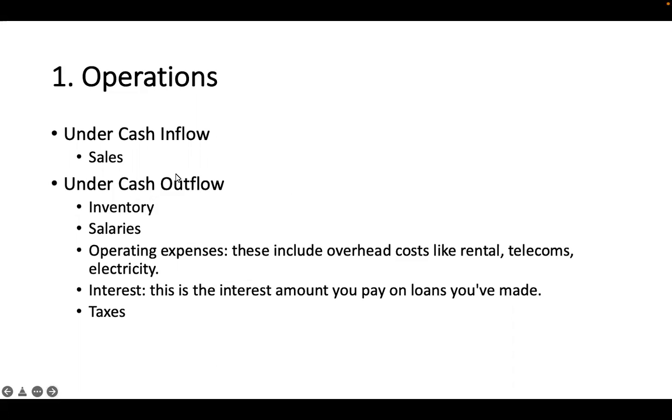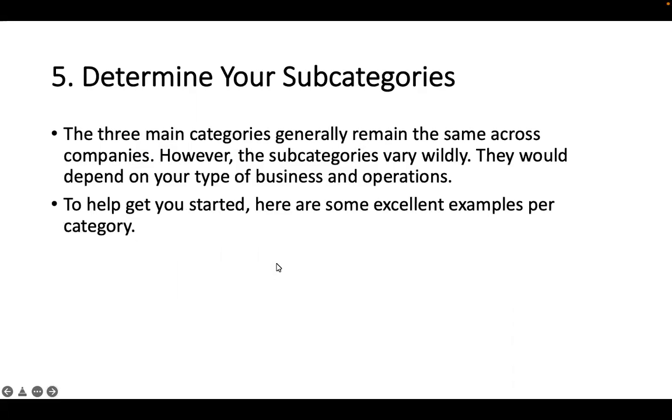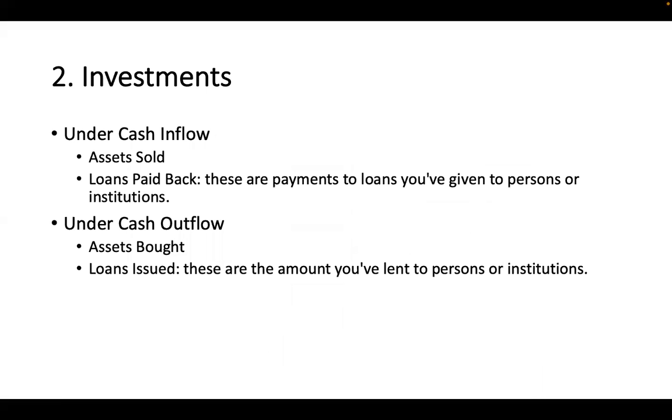So continuing on this, once you have written these things, we'll have to go with the operations: cash inflows, sales, then cash outflows by way of inventory, salaries, operating expenses, interest paid, taxes paid. Okay. Now the second category is the investments. Investments are related to long-term financing or long-term payments on behalf of the company.